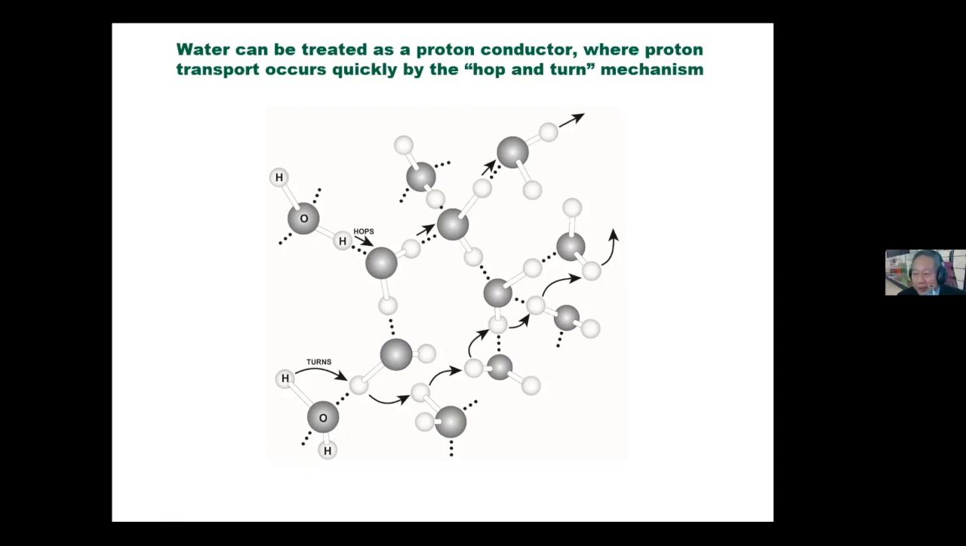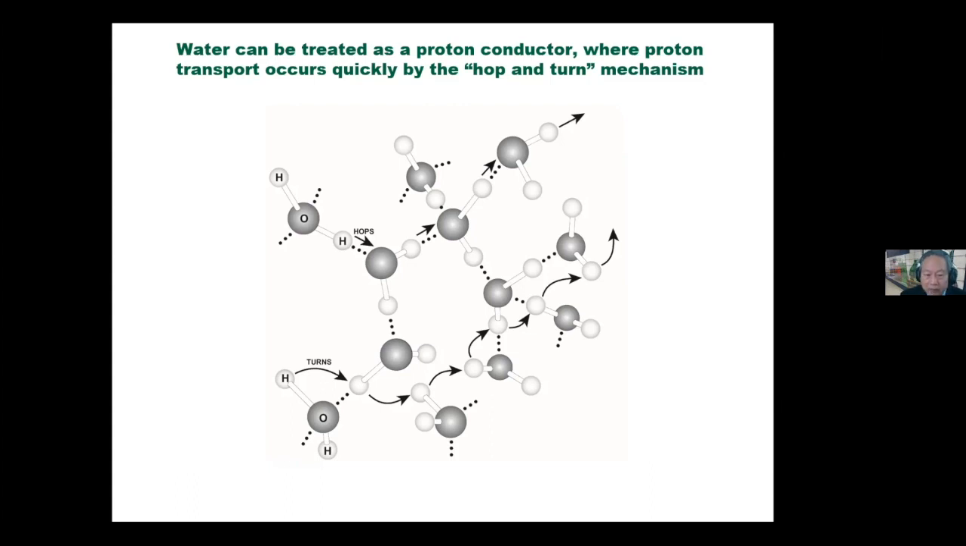Basically, that's why we call it a protonic conductor, right? Of course, water does not conduct electrons, only protons. So it is proper to call water a protonic conductor, and of course an insulator for electrons. Make sure that we understand that, okay? Now you understand water is a protonic conductor.